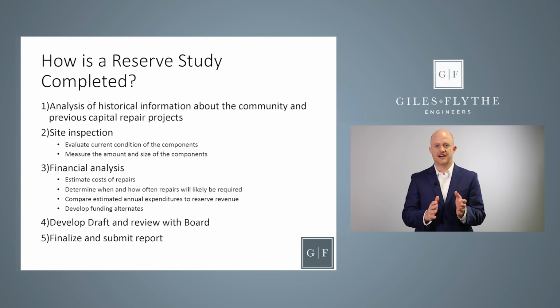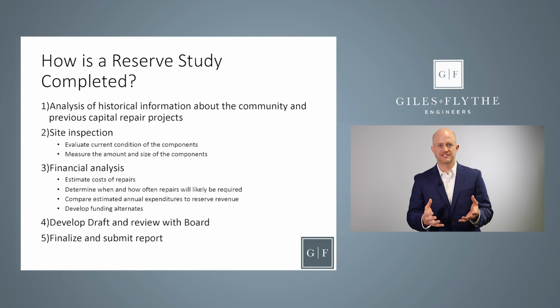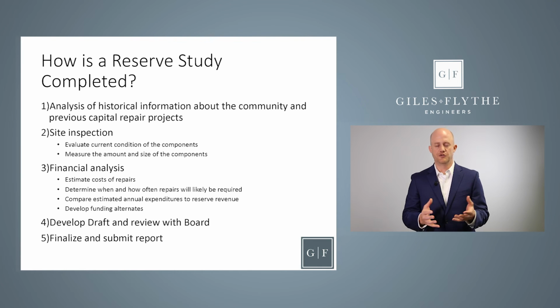There's basically 5 primary steps to how we do a reserve study. We start out with the reserve study process after the proposal's been approved. We're going to do a little bit of research on the community. We're going to review your governing documents to help us determine what the association is responsible for and what it is not responsible for. We're going to do some research on historical information on the community.